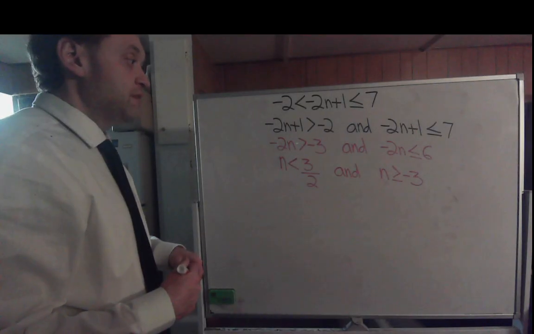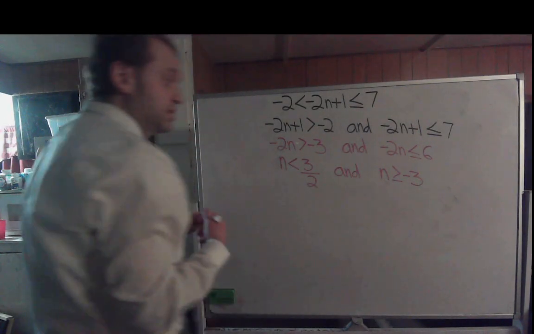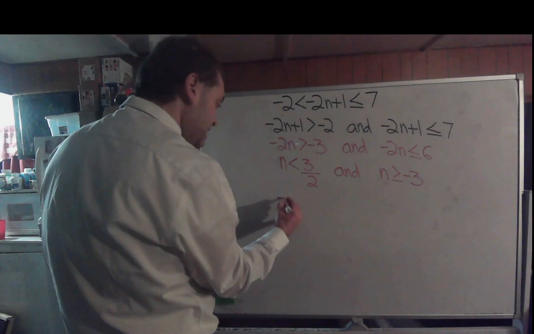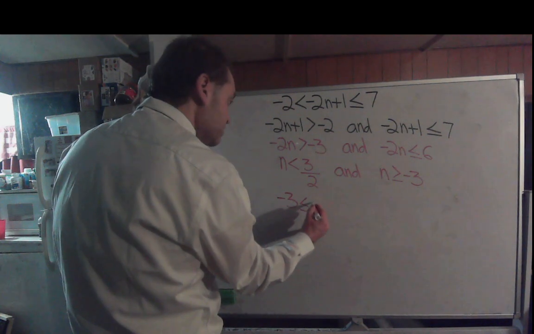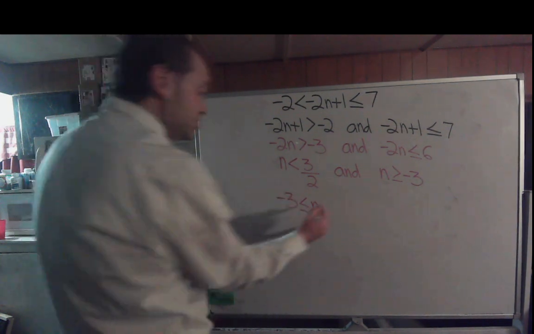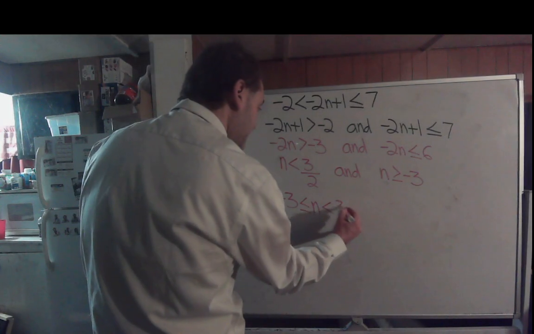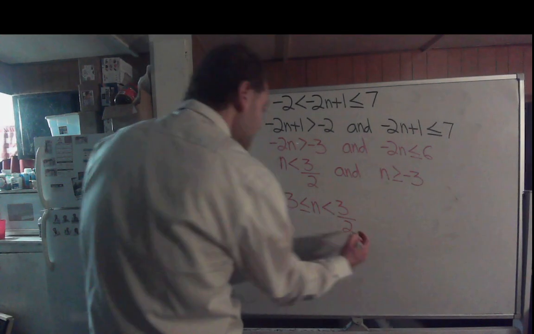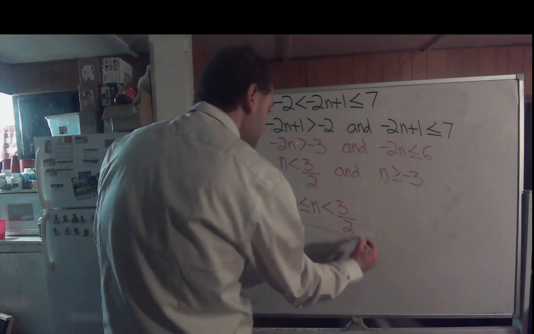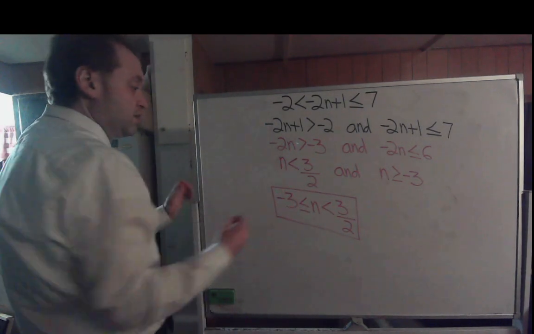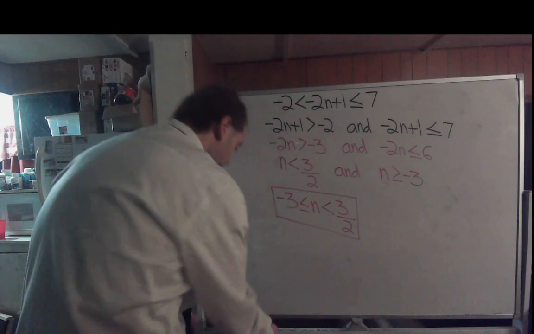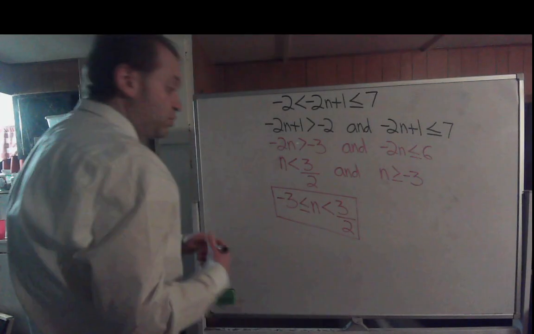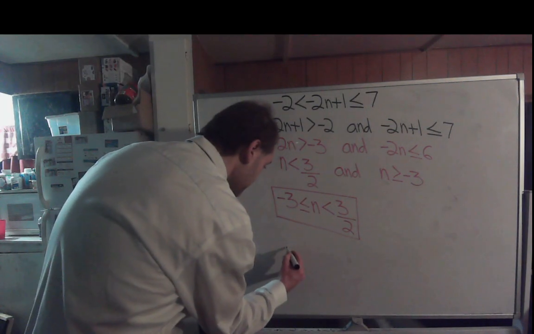So if n is greater than or equal to negative 3, that means that negative 3 is less than or equal to n, and then n is just less than 3 halves. So that would be the solution here. Negative 3 is less than or equal to n, which is just less than 3 halves. And of course, you guessed it, we're going to plot this on a number line.